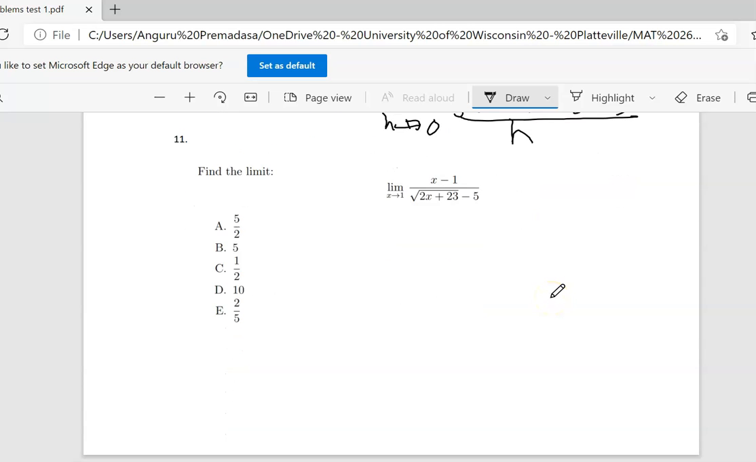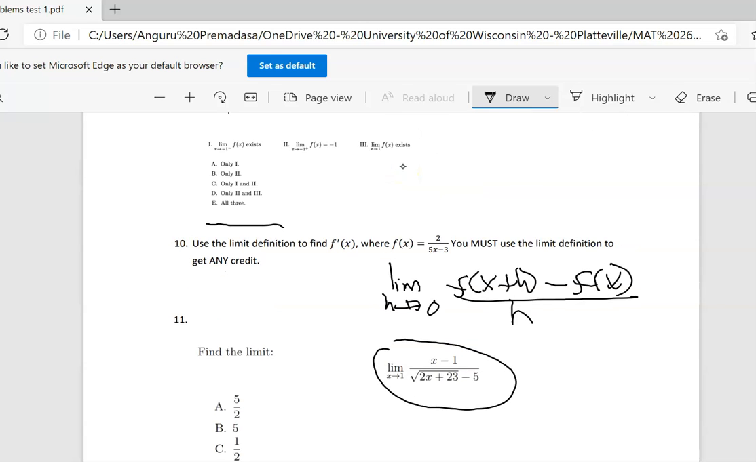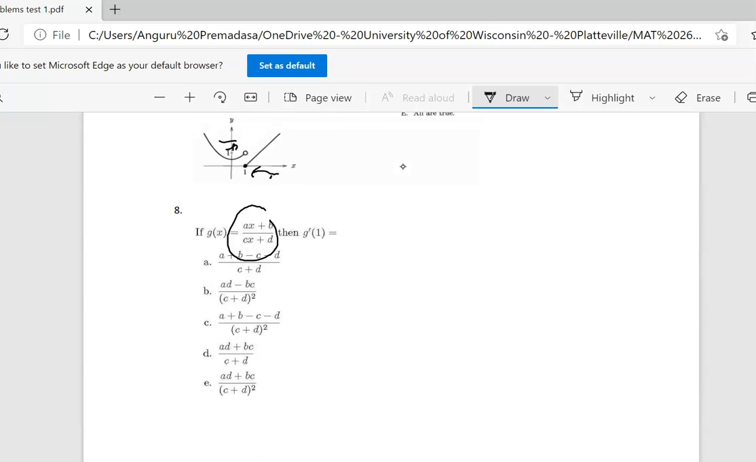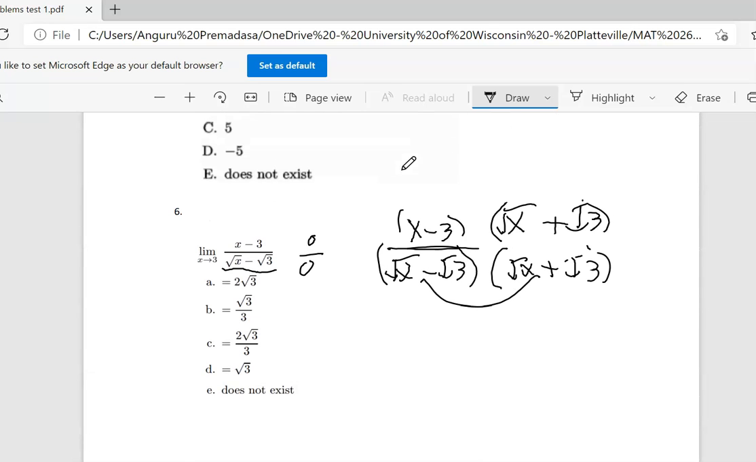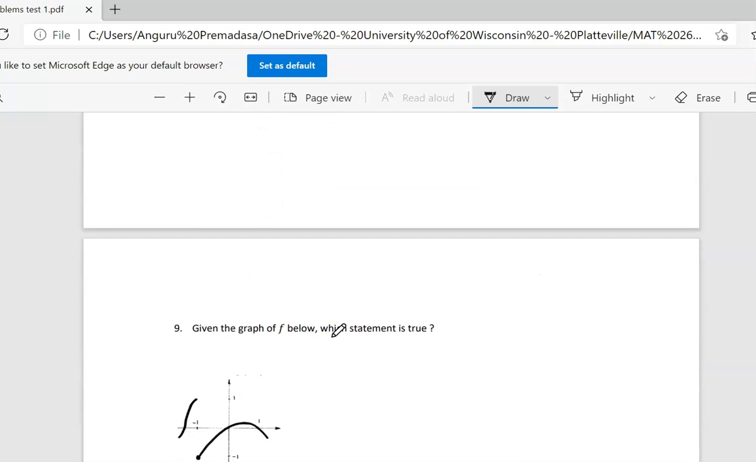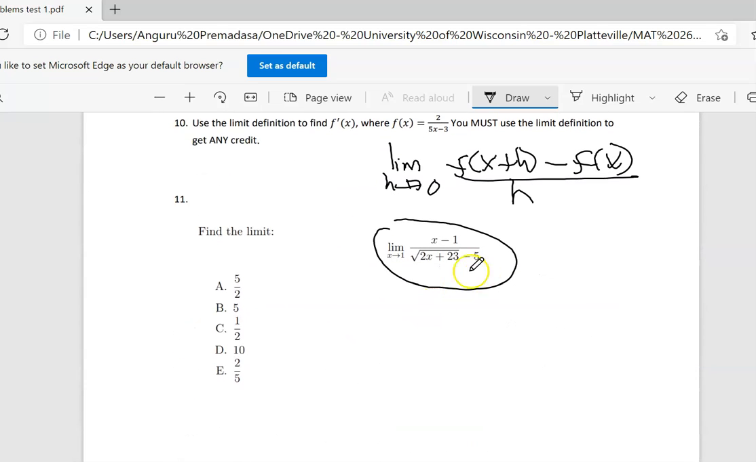So now this is pretty much a radical problem. You do it the same way as you did question number 6, where you have a radical problem and find the limit. You multiply the top and the bottom by the conjugate. That will be the way out.